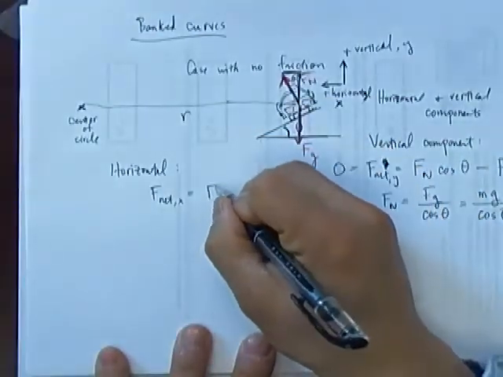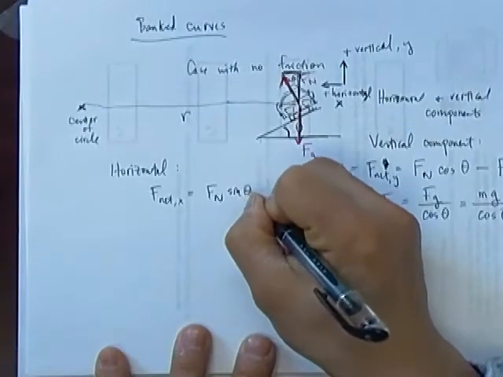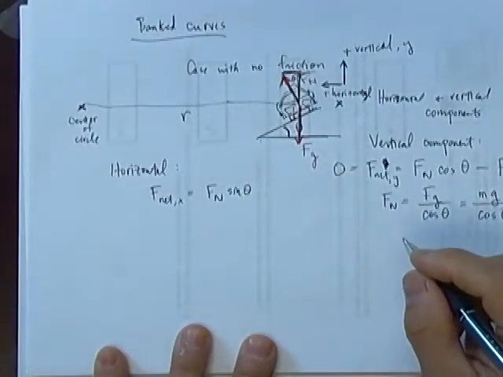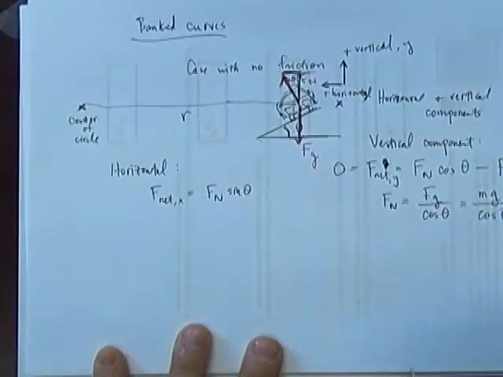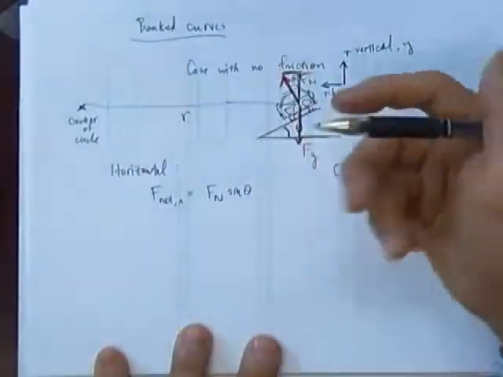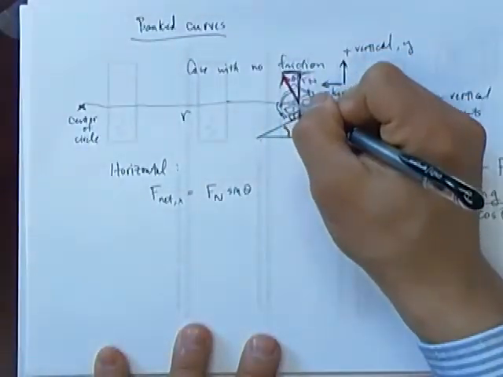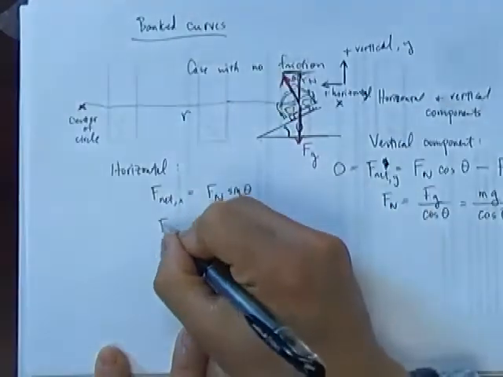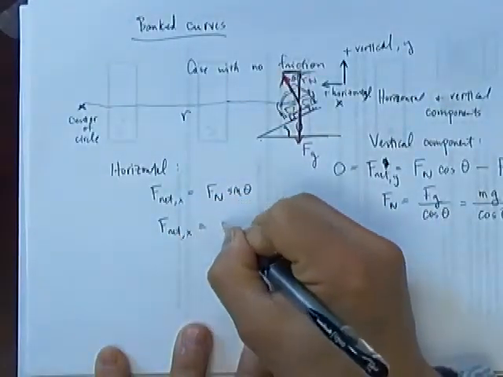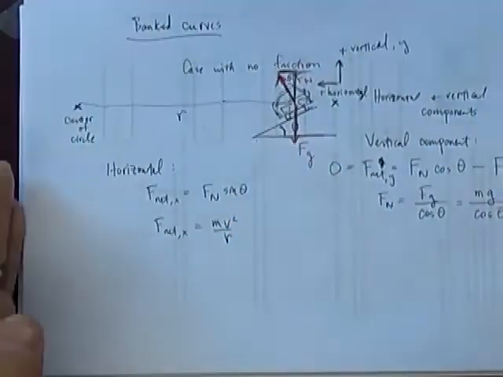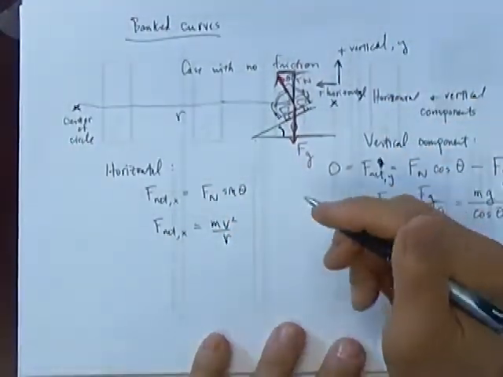Okay, so that will be Fn times the sine of theta. Now, remember we're going around in a circle, so there needs to be the centripetal force, which is just the net force. There needs to be a net force equal to mv squared over r. If we didn't have that, then we would not be going around in a circle.